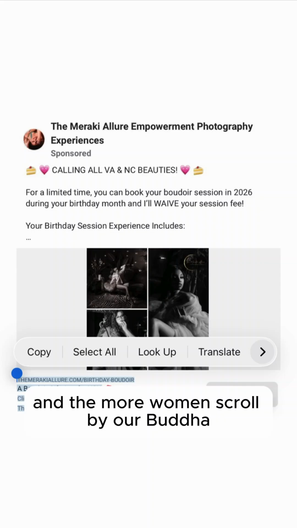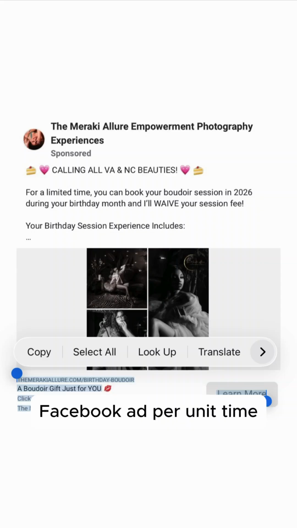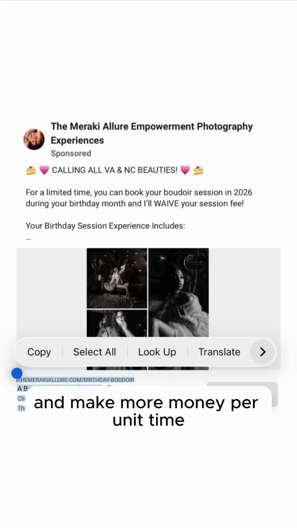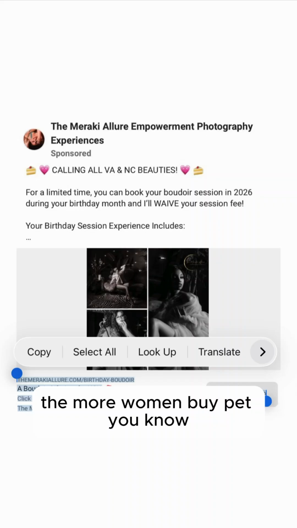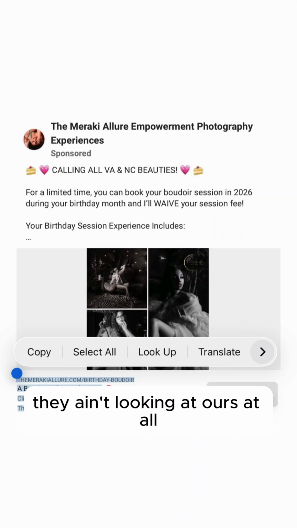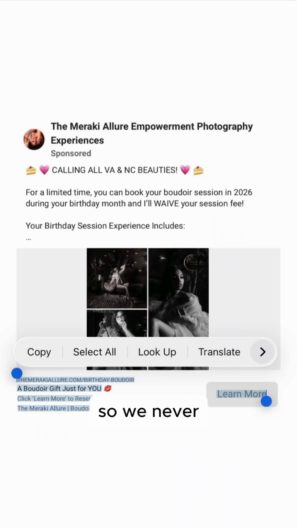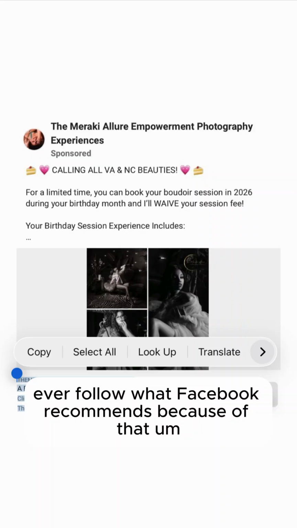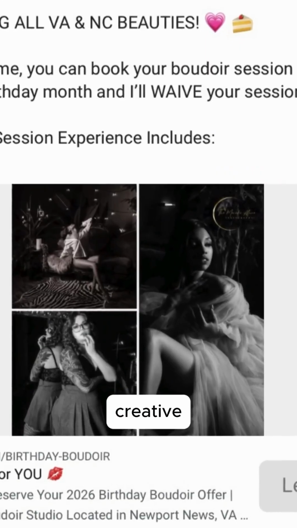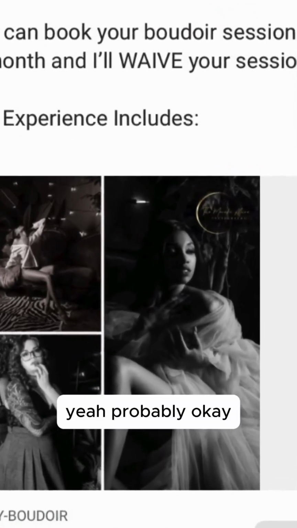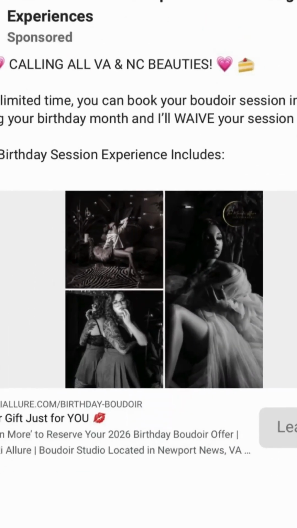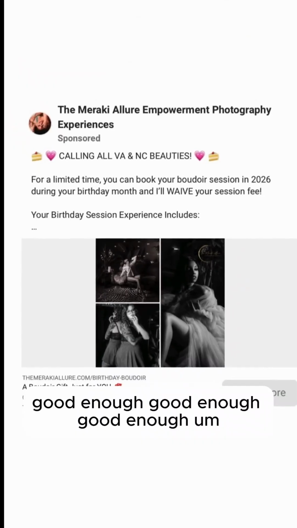And more women scrolling by our Boudoir Facebook ad per unit time means Meta can serve more ads per unit time and make more money per unit time. The more women just scroll by our ad, because they ain't clicking into reading anything more. They ain't looking at ours at all. So we never ever follow what Facebook recommends because of that. Creative. Yeah, probably okay. I mean, we got a little bit up here. Nah. Creative. Yeah, good enough.